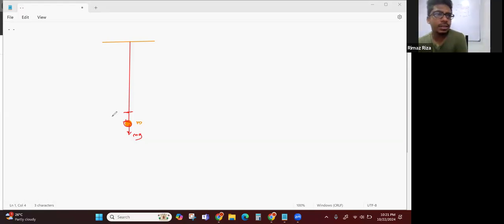So let's write down. When a weight string is hanged vertically, then the tension force acting on the string increases from bottom to top.